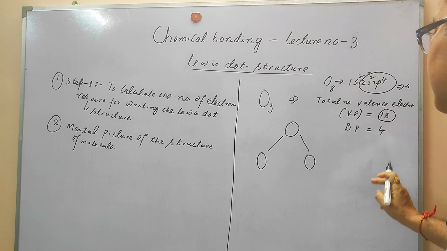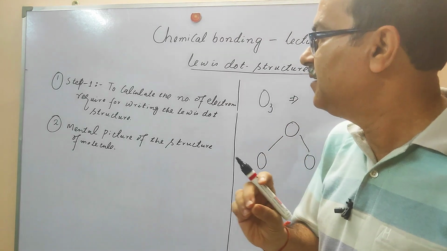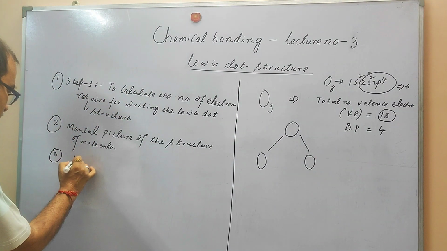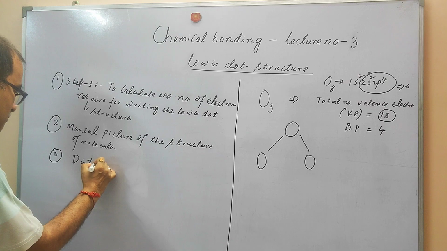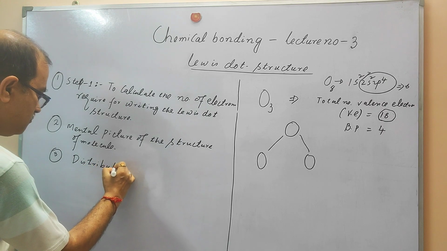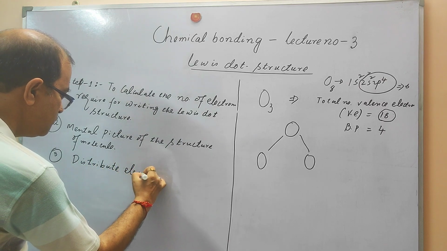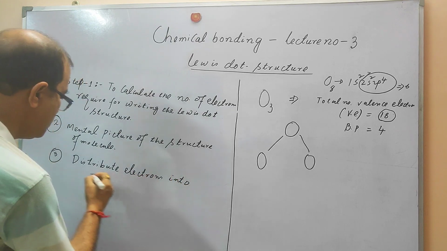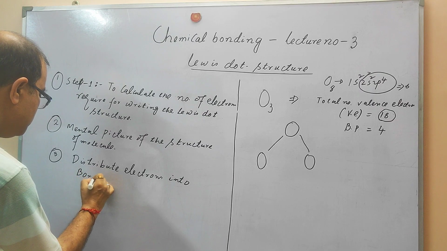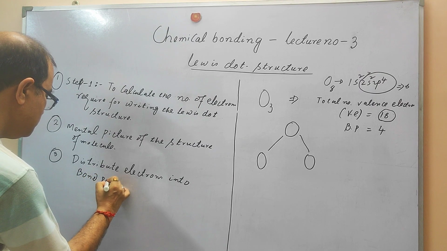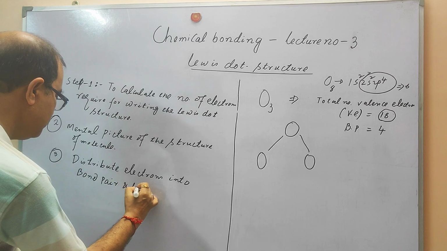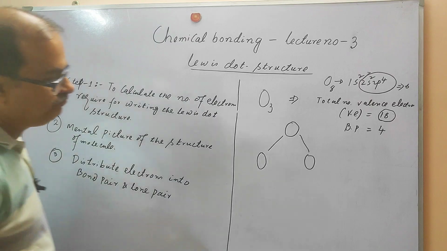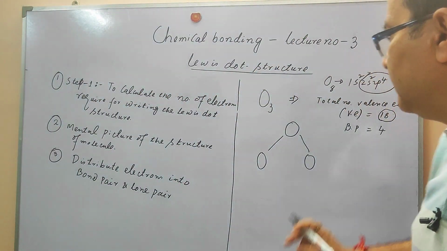The balance is 14 electrons. After doing the mental picture, the third thing is that we distribute electrons into bond pairs and lone pairs. So we take the bond pair, that is 2 electrons.